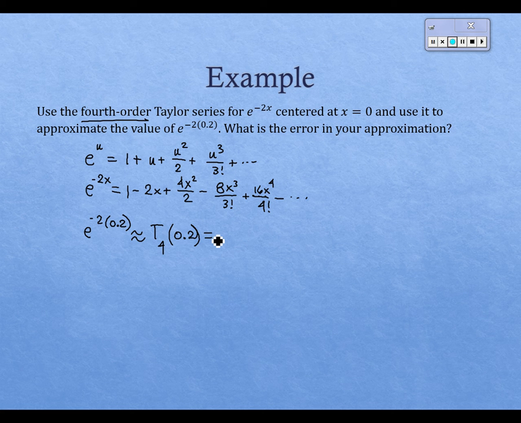Yeah. Did you get 0.6704? Make sure. Wait, that's not what I got. 1 minus 2x plus 4... oops. That's right, 2x to the second. Did you get 0.6704? Yeah. Okay. 0.6704.